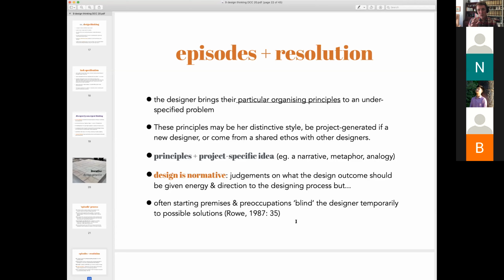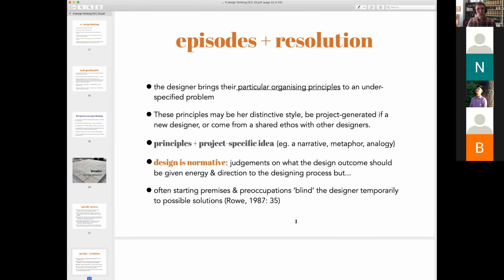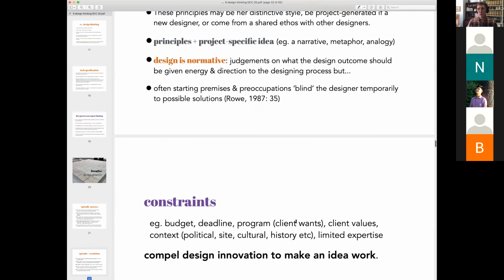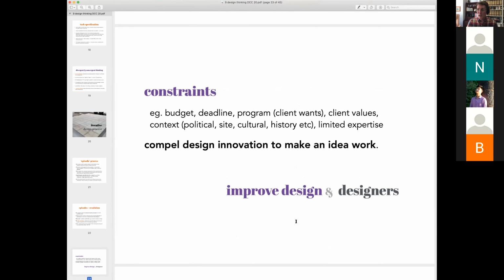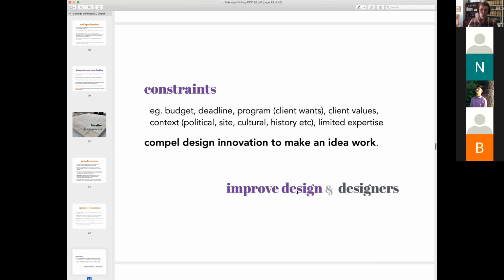Very importantly, design is normative. It's judgments on what the design outcome should be, okay? And invariably, you are blinded to some alternatives. That's not an entirely bad thing, because if you spend all of your time looking at all the options, you'll never make any progress. Now, a key takeaway is constraints actually improve design, whether it's budget, deadline, program, values, all of these things. What makes things difficult makes for better design.